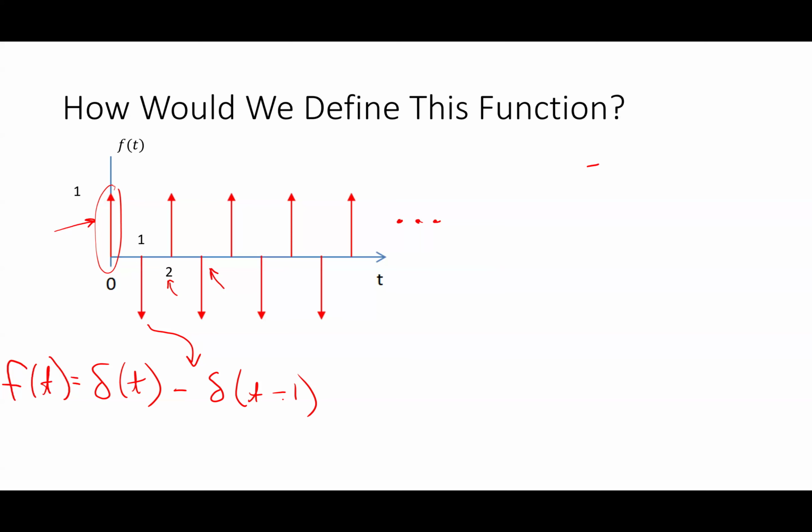What would I say here at t equal to 2? Yeah, plus delta of t minus 2. And then at t equal to 3, negative delta of t minus 3. And then it would continue like this.